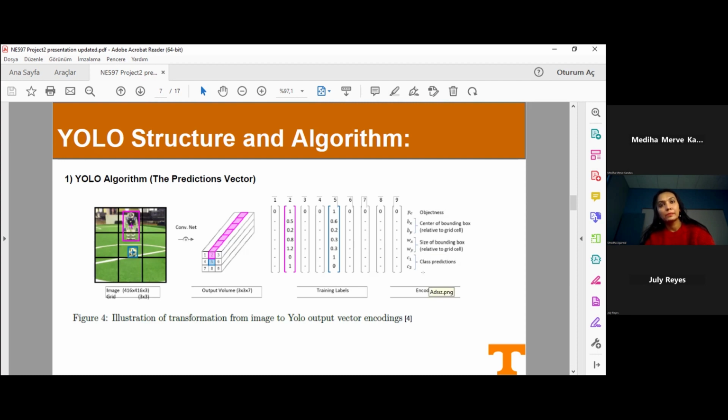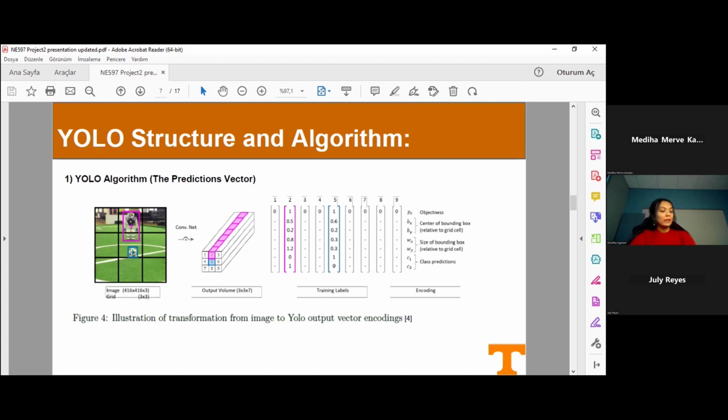If there's no object at a place, the probability of there being an object there is low, and that's why YOLO disregards these kinds of cells. That's why PC is important, actually.